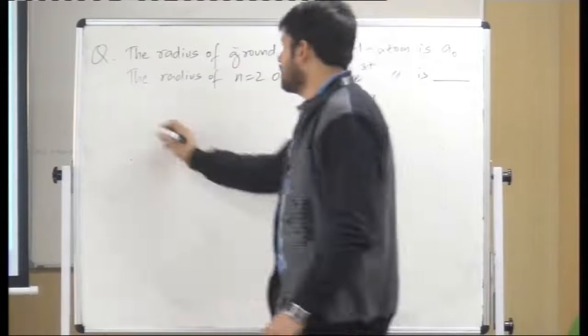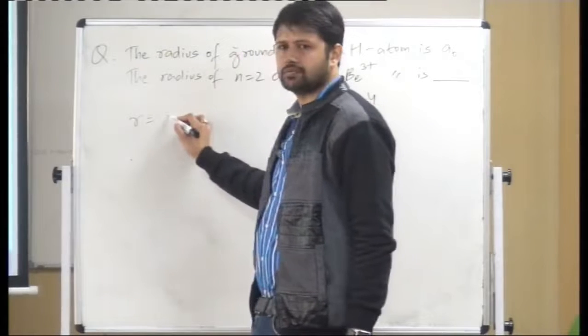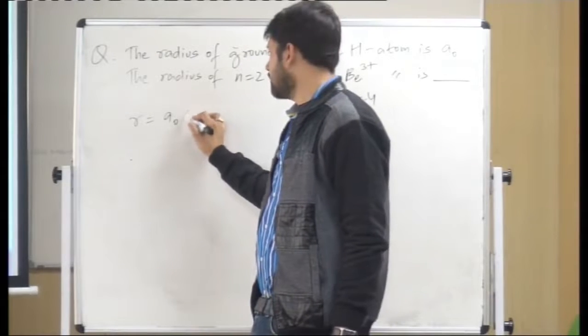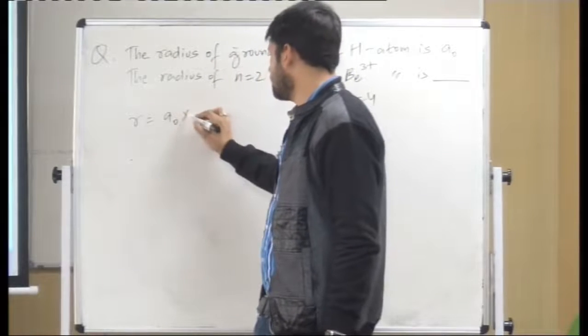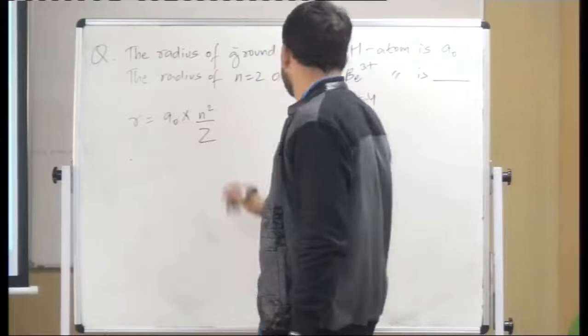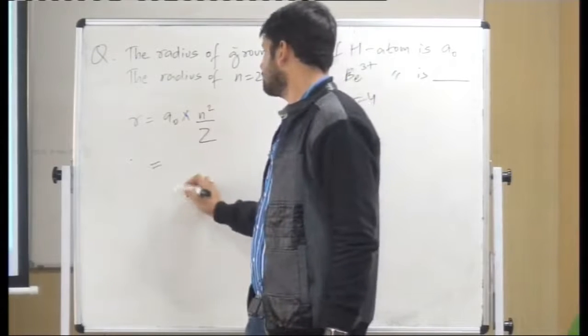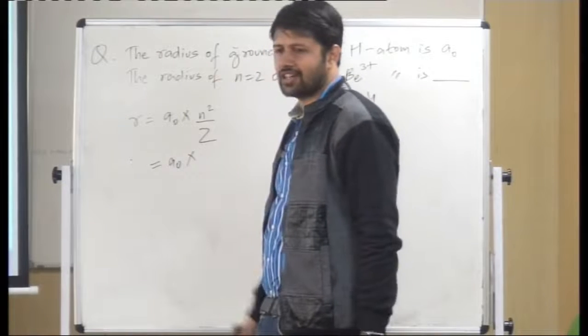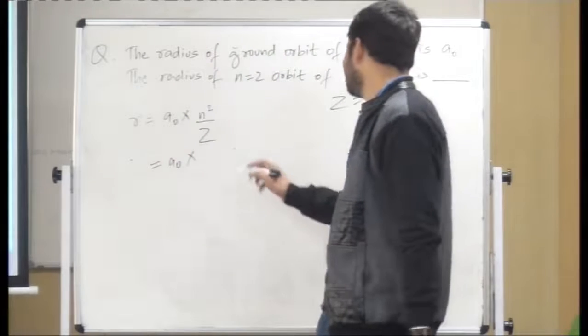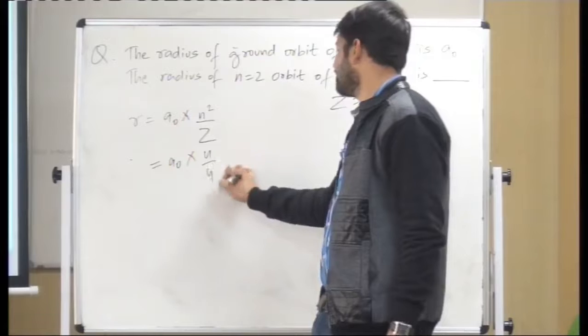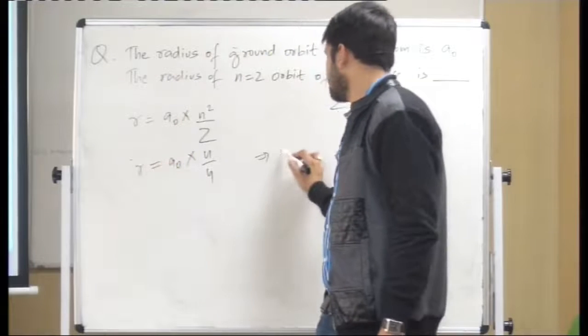See, for beryllium, Z is 4 and n is 2. It's given. r is how much? a naught into how much? Z square, n square by Z. Sorry. This is n square by Z. How is 4 coming? So this is actually 4 upon 4. It is a naught only.